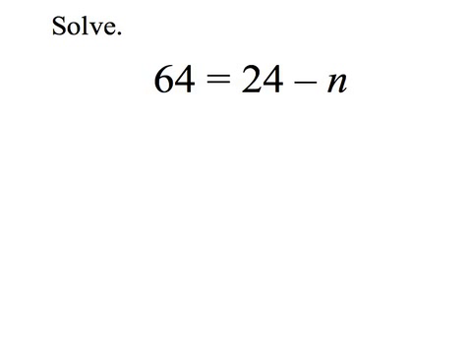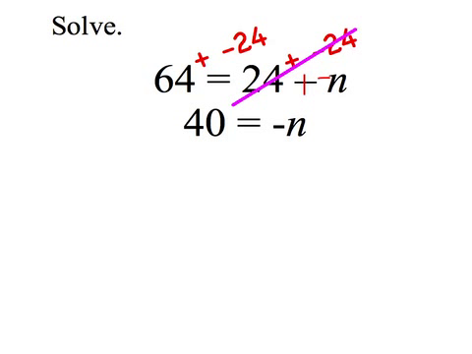Here's 64 is equal to 24 take away n. Well, the question is, can you subtract the variable? And yes. Can you add the opposite of n? Yes, you can. We're applying the definition of subtraction. The number on the same side of the variable is 24, so we add -24, the opposite, to both sides. We mark out the opposites, and we get 40 is equal to the opposite of n. So there's an extra step here. We haven't found out what n is yet. We found out what the opposite of n is.